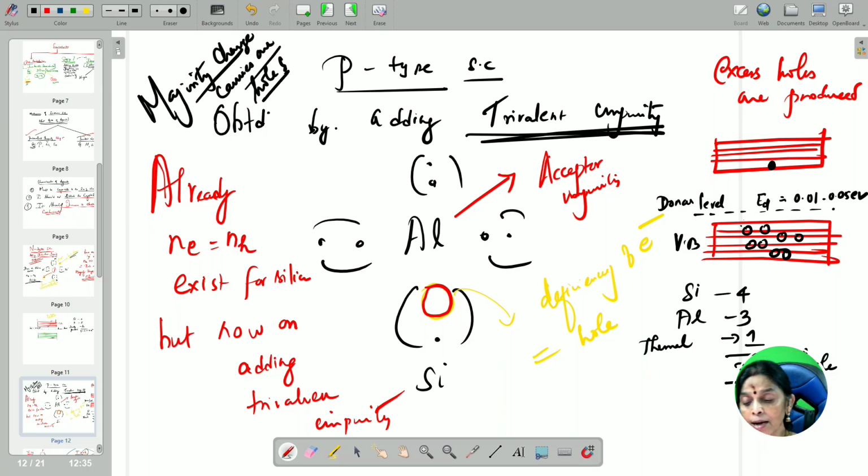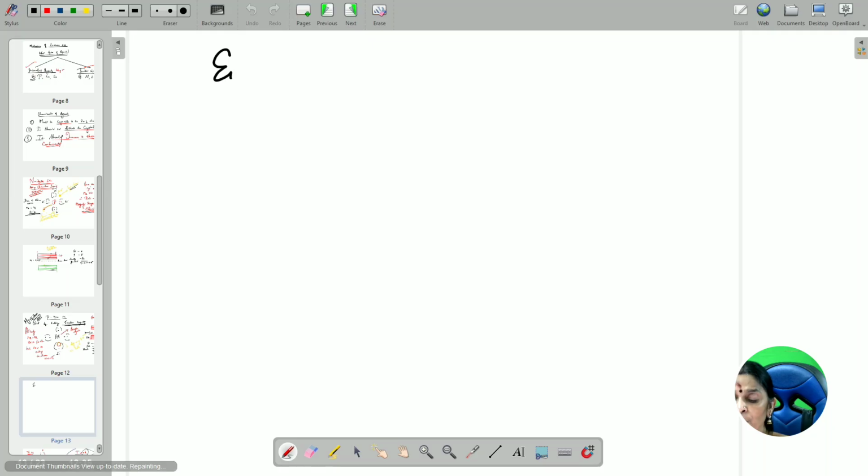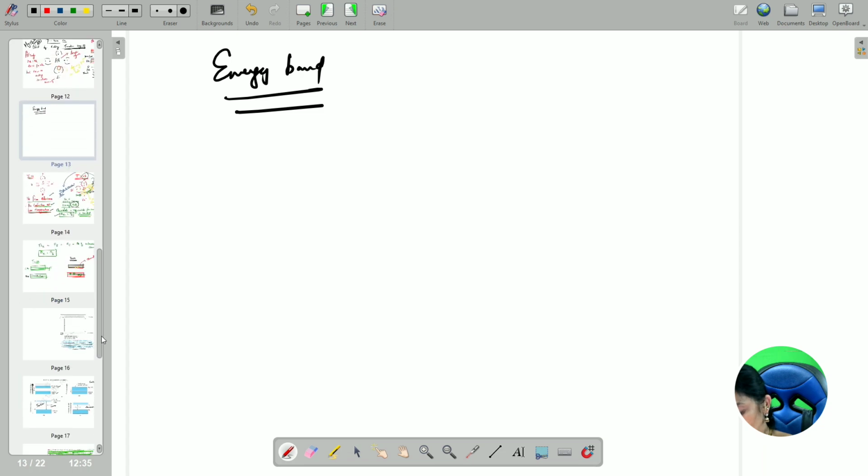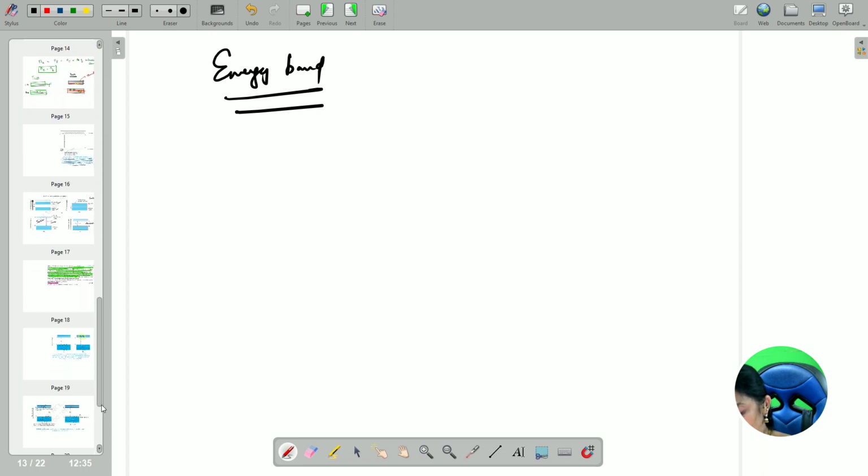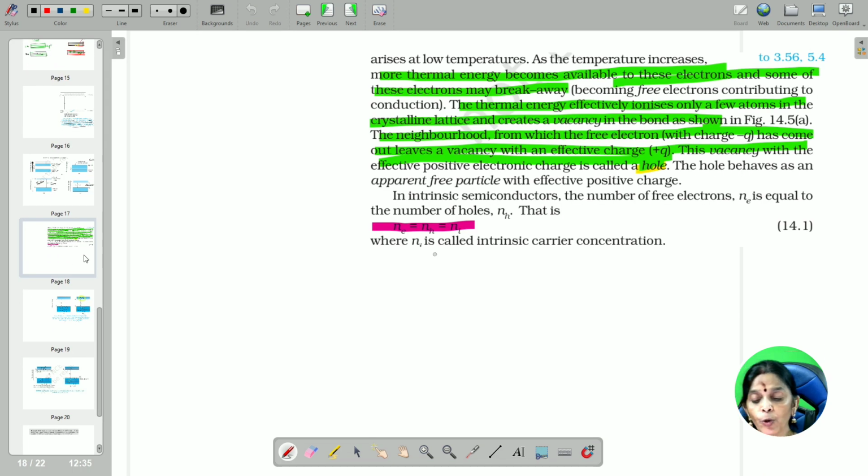So, hope you understand now the energy band diagram for the N-type and P-type. I am going to show you, so you can have a look at it before getting into that.